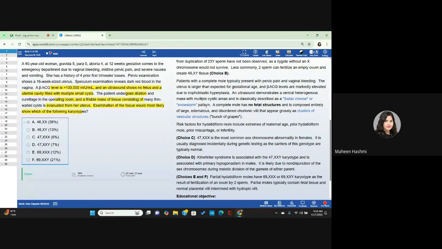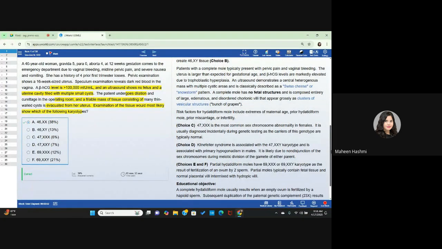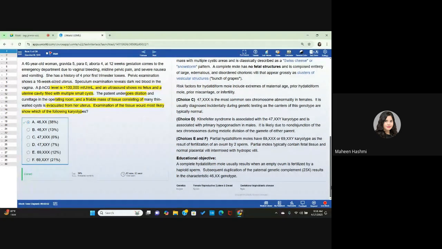Again, both complete and partial moles have a high risk of progression to invasive mole, or they can develop into a choriocarcinoma. Again, USMLE wants surgical evacuation via D&C or curettage as the treatment.